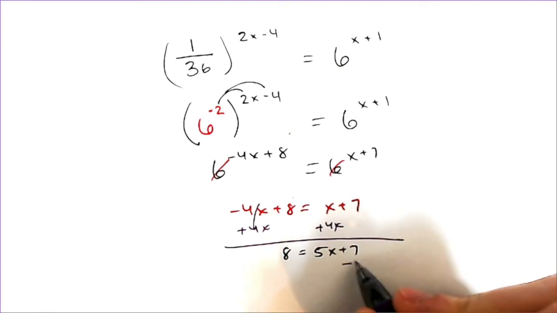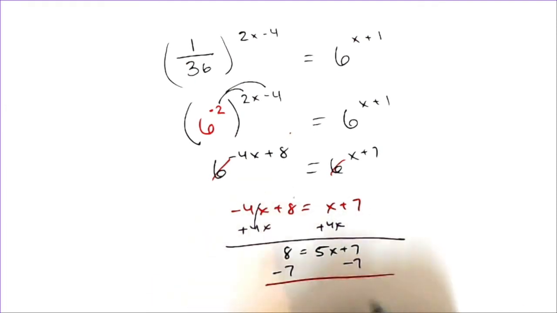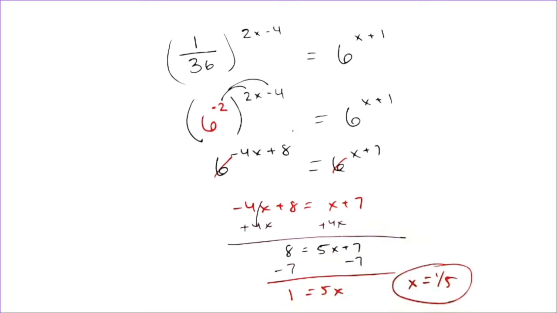Subtract 7 from both sides, and we're going to get 1 equals 5x. If 1 is equal to 5x, then you can divide by 5, and you get x is equal to 1/5. Ta-da!